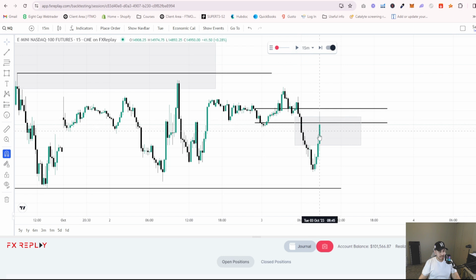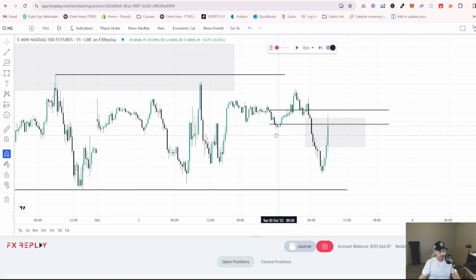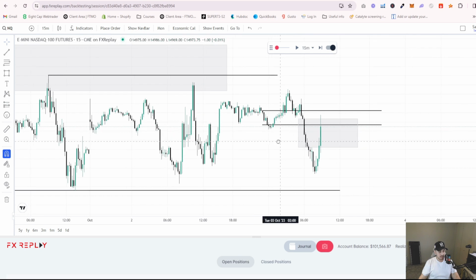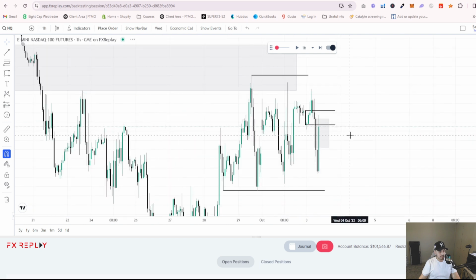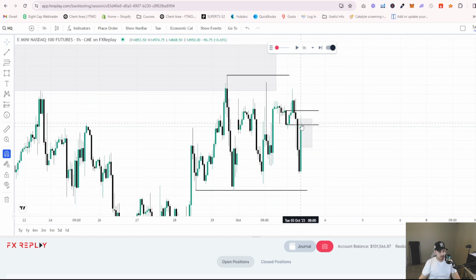Okay, so we just tapped into this 15-minute fair value gap with a 15-minute breaker block as well. So we have 2 unicorn setups on 2 different time frames. So go back to the 1 hour. We're tapping into the breaker block. We just took out that high. So this is where I would start to market entry, right?